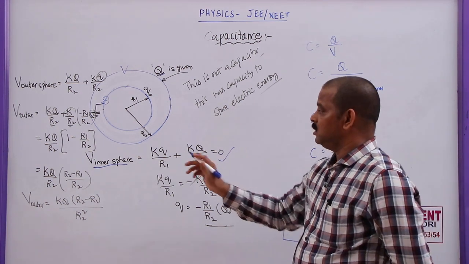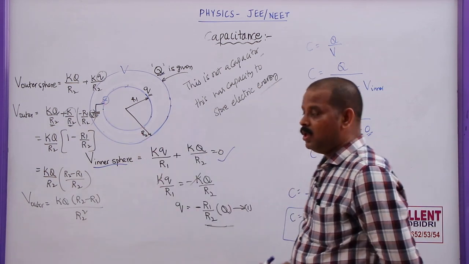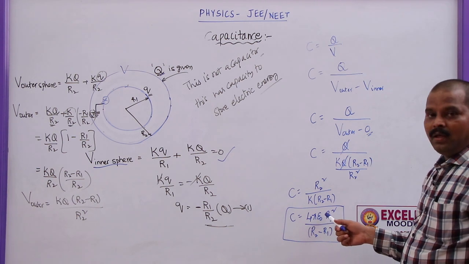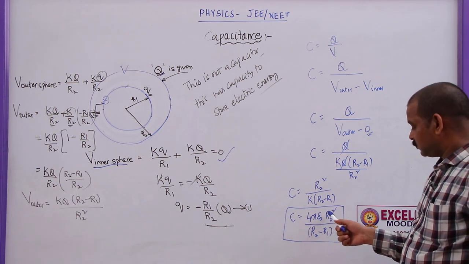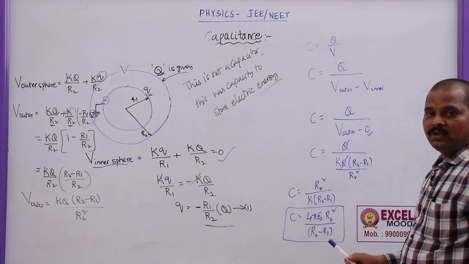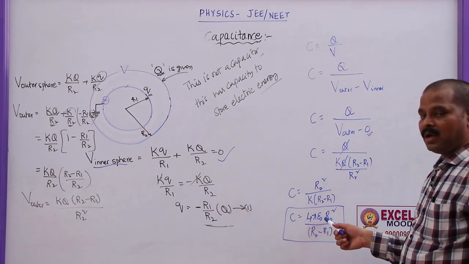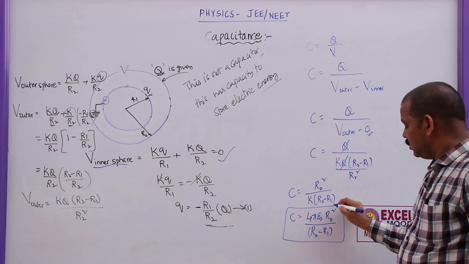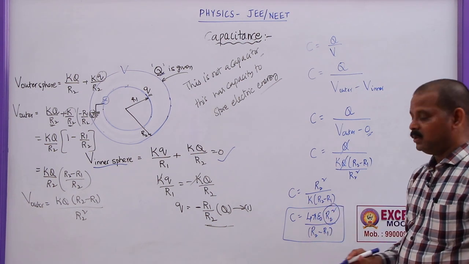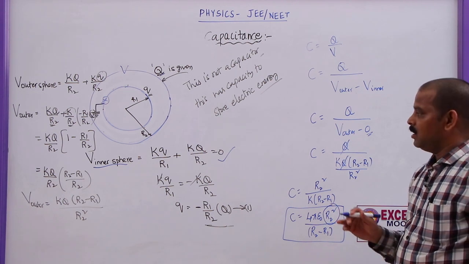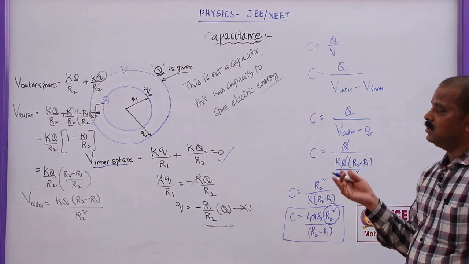But remember students, here the inner surface is earthed. If the outer surface is earthed, the formula is 4 pi epsilon naught, the product of the two radii by the difference between these two. But here it is slightly different. The product of the two radii is not there. Here it is the square of the outer radius by the difference between the two radii. So this is the capacitance when the inner surface is earthed.